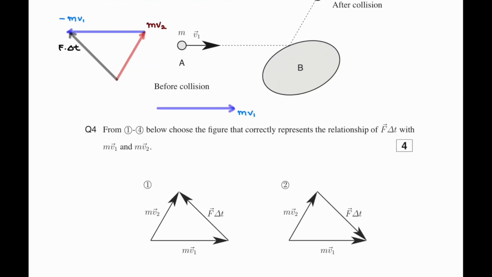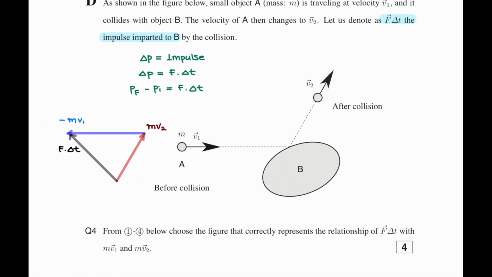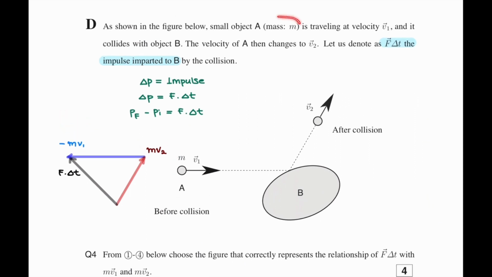But our final answer is not number 1. As you can see, the F delta t is pointing this way. So from my diagram, maybe you will think that the final answer is number 1. But in fact, the final answer is not number 1. Why? Because when I draw this vector diagram, I consider the initial and final momentum for object A. As you can see, m is the mass of object A, and v1 and v2 are the velocities of object A. So this is the impulse of object A, not object B.